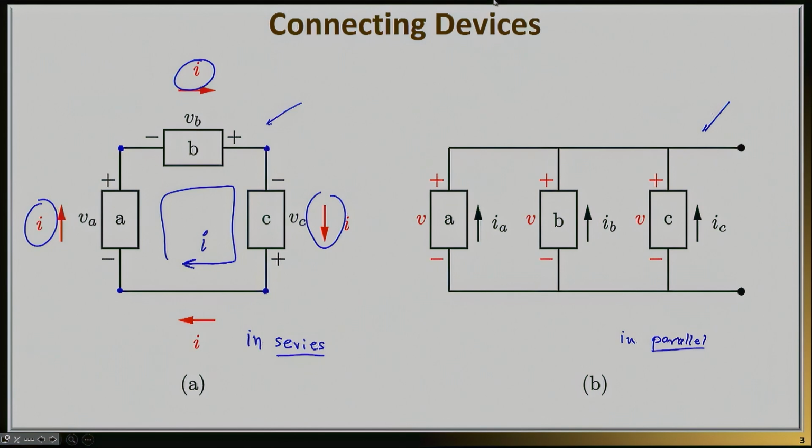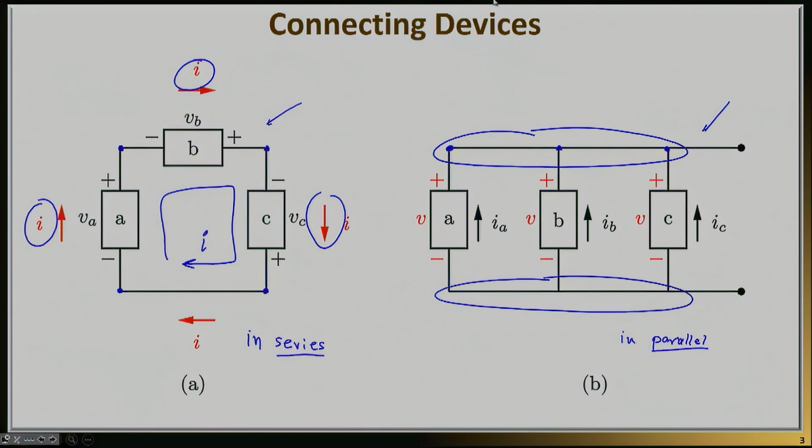Let's now shift our attention to parallel connections. In a parallel connection, you are essentially grabbing all nodes of all devices, all the upper nodes, and putting them together into a single node. So this upper node for device A and this upper node for device B and this upper node for device C are all connected together. And similarly, you're grabbing all bottom nodes and you're now connecting them together to a single node as well.